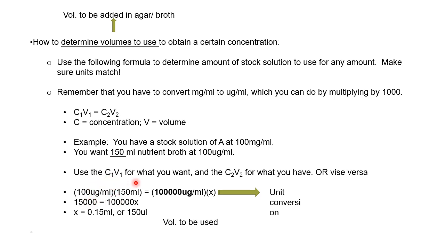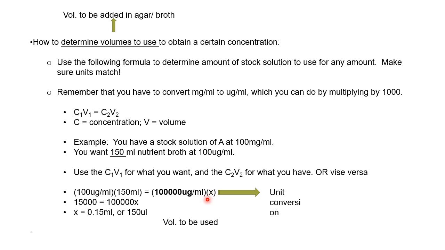So C1V1 is for what you want. So we want 100 micrograms per ml of the concentration for a volume of 150 ml, and we have 100 mg per ml of our stock solution, and the volume is unknown. Okay, it can be 10, 20, 30, anything. So that is your stock solution, and that is not what we are using here.